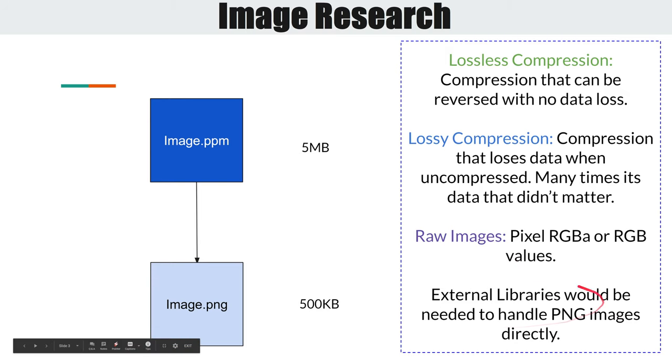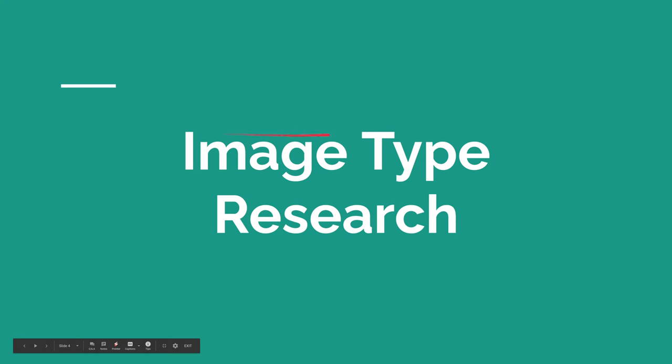And we're not going to be doing this with external libraries. External libraries would normally be needed to convert something from a PNG because those types of compression are very, very difficult. You could do it from scratch, but it would be very, very hard. So what I'm getting at here is that we are going to do this manually ourselves with simple image types, which is this PPM image type. So let's actually go do some research, see what that is.